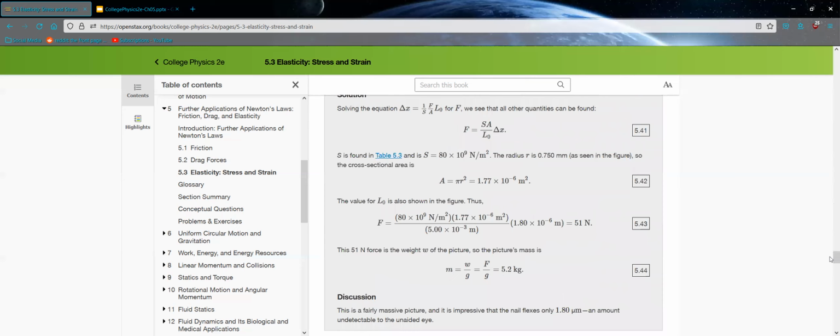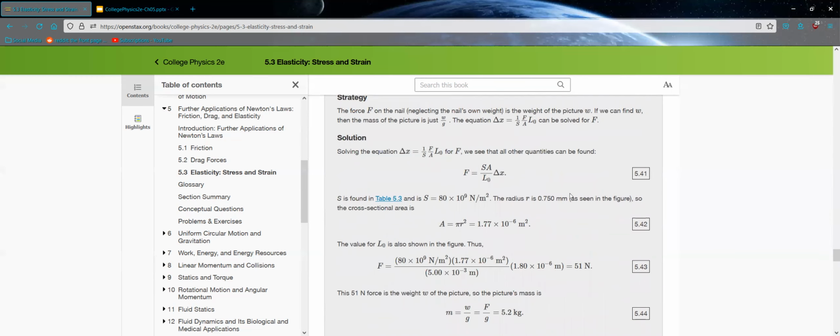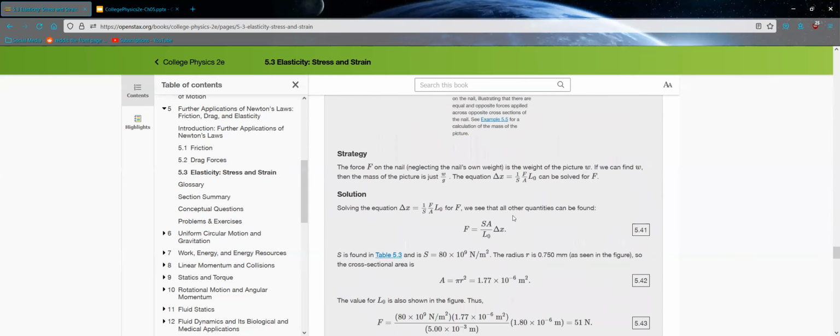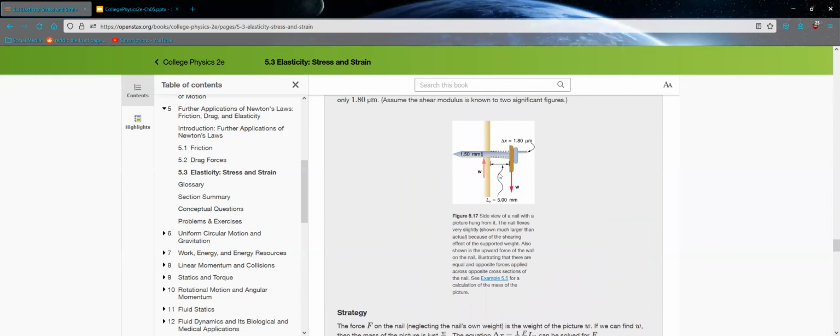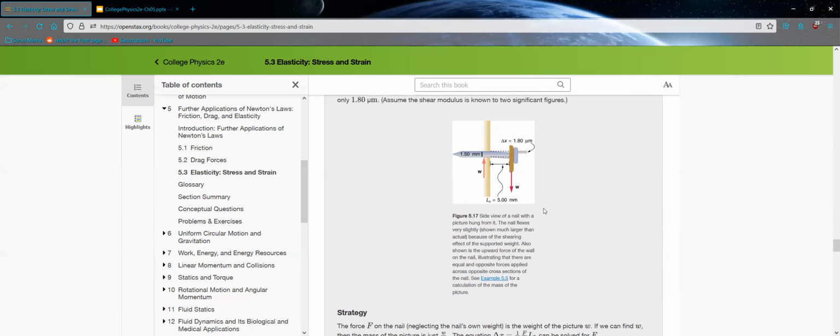So I can go in my equation and find the shear modulus of steel is 80 times 10 to the 9th newtons per meter squared. And then I can know my radius to figure out my cross-sectional area, because I know the diameter is 1.5, cut that in half, and use pi r squared. I got the cross-sectional area of my nail. So my F equals S A over L naught times delta x. Well, I know my A, I know my S, so I just need L naught and delta x. L naught is given by the diagram, the length of the bending, essentially, 5. And the delta x is also given by the diagram, 1.8 micrometers.